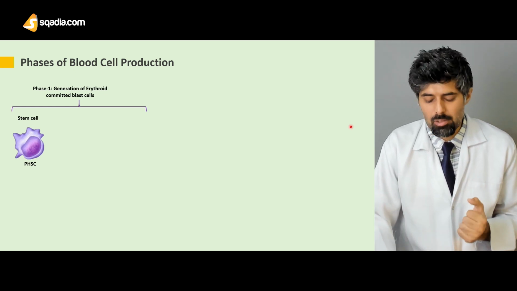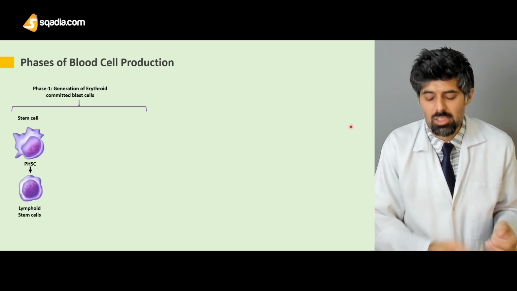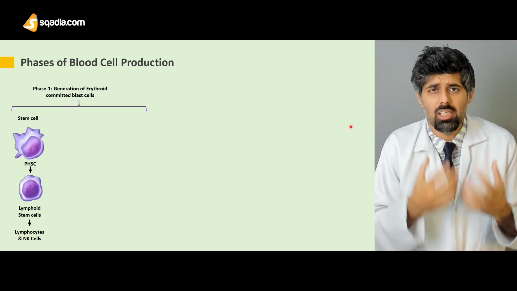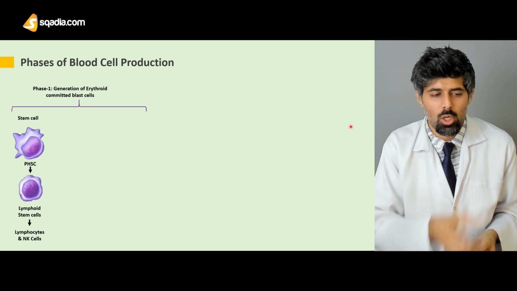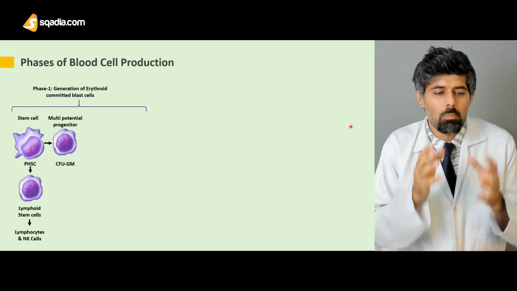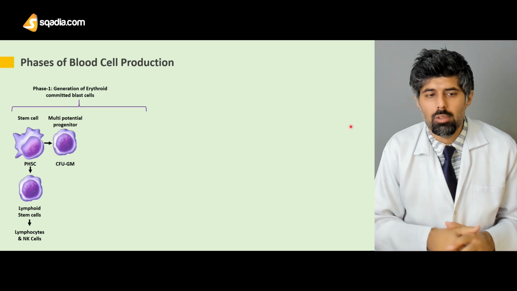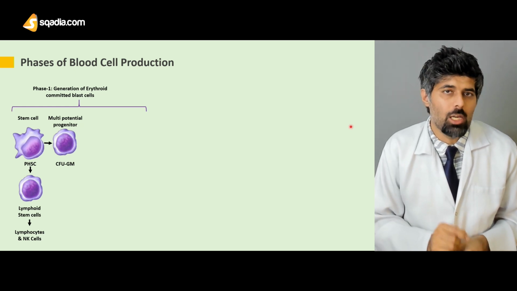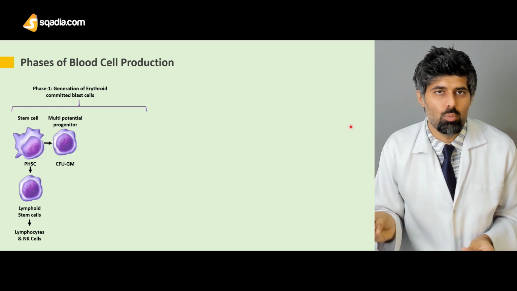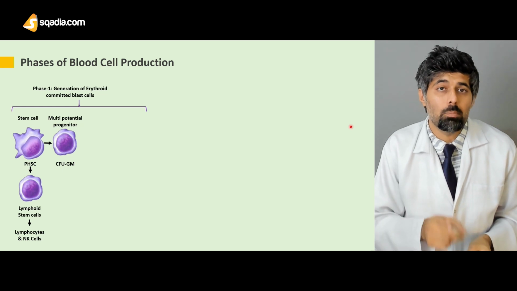It can divide itself into either a lymphoid stem cell. Now, this lymphoid stem cell can further give rise to both lymphocytes and the NK cells or the natural killer cells, or this stem cell can give rise to a multipotential progenitor. Now, this multipotential progenitor is known as the CFU-GM or the colony forming unit, granulocyte and monocyte. Now, again, this is a non-committed progenitor.